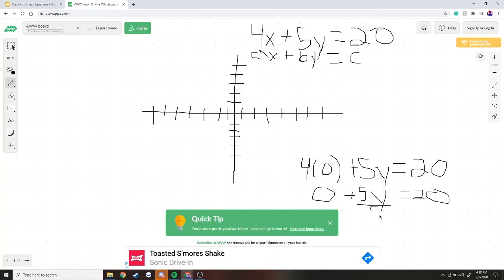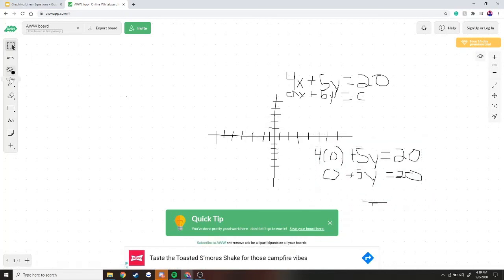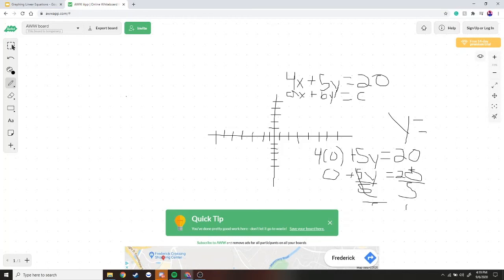So if we divide on both sides, let me scroll down a bit. If we divide 5y by 5, then they cancel out, and we do it on both sides to keep it balanced. We get y is equal to 20 over 5, or in other words, 4. That means our y-intercept is at 0, 4. So we have this point 0, 4.